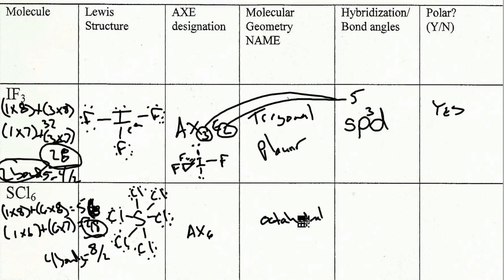And our hybridization type, we need to have a total of 6 orbitals there. We're going to have 1 of our S's, 3 of our P's, and 2 of our D's. That 1 plus 3 plus 2 is going to give us the 6 that we have here. As far as polar, since this is completely symmetrical, there's no lone pairs of electrons in our central atom. It is nonpolar. Alright, so let's take a look at the next one here, XeF4.